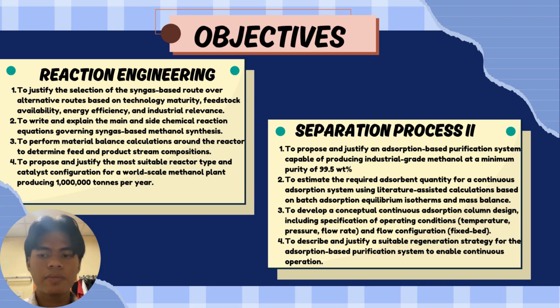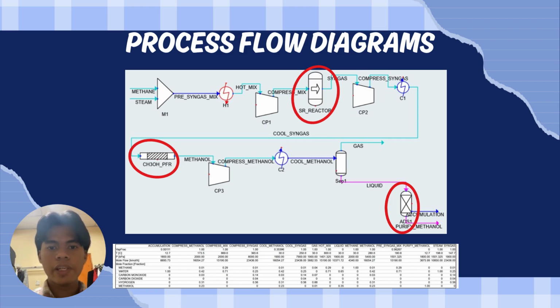The process flow diagram begins with two streams, which are methane and steam, entering the mixer and going to the heater to increase the temperature. It then goes to the compressor to increase the pressure and enters the reactor to undergo two reaction processes to produce carbon monoxide, carbon dioxide and hydrogen. It will go through the first cooler before entering the PFR.